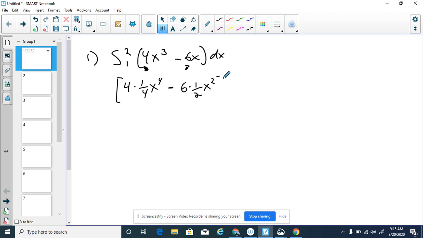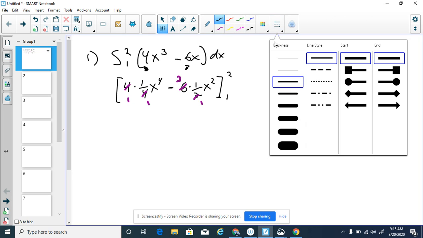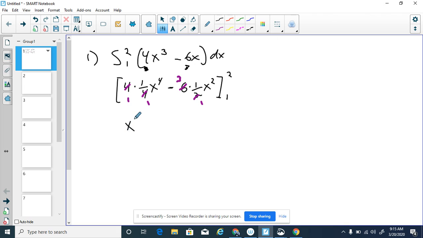All right, there's our antiderivative without the plus c, because we're doing a definite integral evaluated from 1 to 2. I can spruce this up a little bit. 4 times 1/4 is 1, and 2 goes into 6 3 times. So we have x to the fourth minus 3x squared, all of this evaluated from 1 to 2.